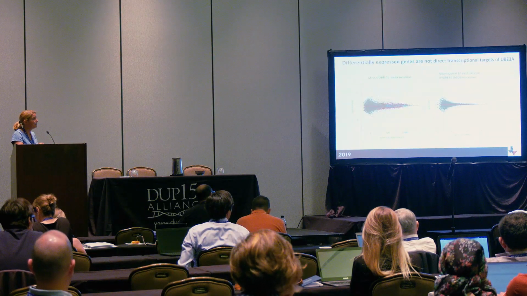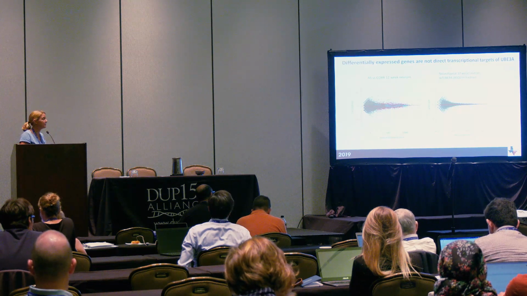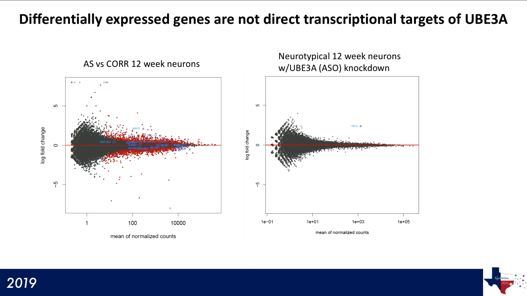And so when we looked a little bit deeper, the other thing we learned is that these differentially expressed genes are not direct transcriptional targets of UBE3A. UBE3A is a ubiquitin ligase. It marks proteins for degradation by the proteasome. And so this is a scatter plot from our RNA-seq that I just told you about, and you can see all these red dots are the differentially expressed genes. The one thing that stands out from this is that, first of all, they're not high magnitude. They're not a high magnitude change. This is the log fold change here on the y-axis. They're actually subtle changes, but they're significant.